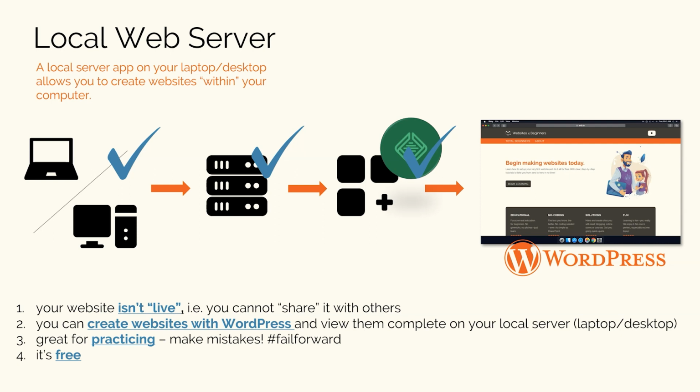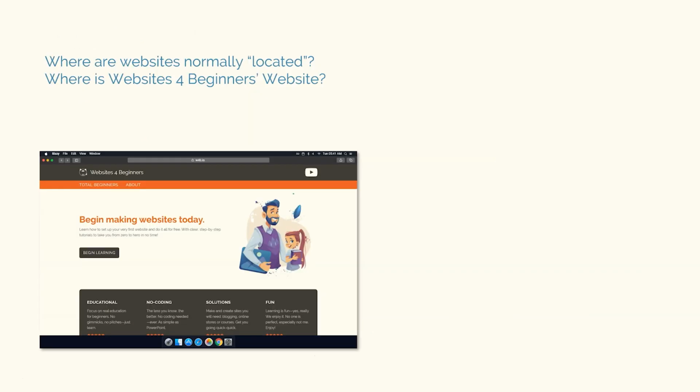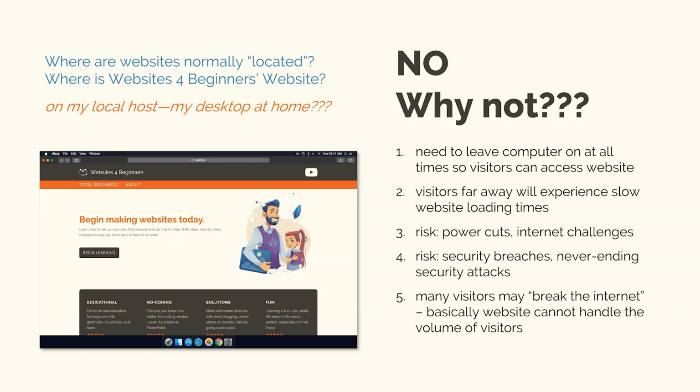So your local server is set up, and then in lesson 3, we're going to go through the whole process of how you're going to set up a website with WordPress in the local server. So question, where are these websites normally located? For example, if you go to the Websites for Beginners website, where is that? Where can you go and find that website's data? Is it on my computer at my house? Is that where you access it from? And the answer to that is no, it's not.